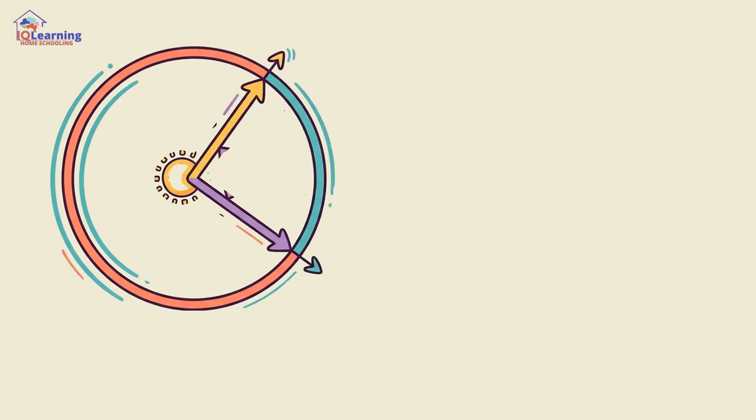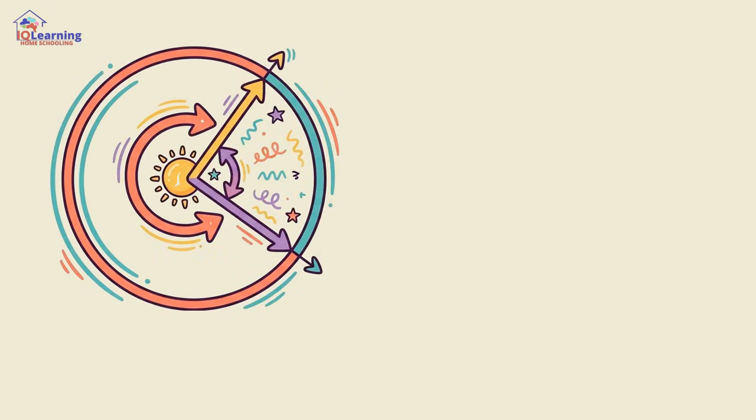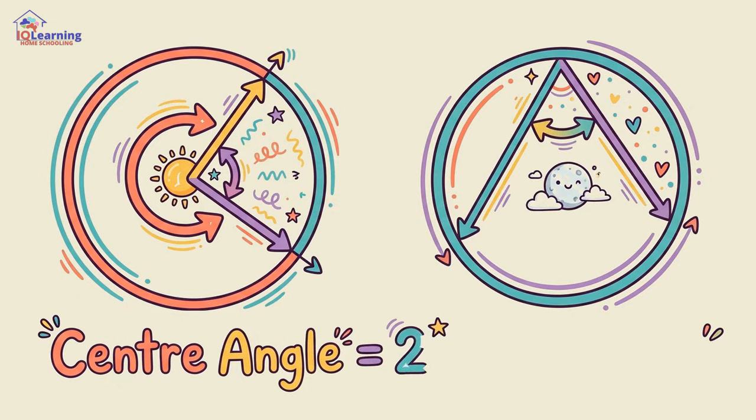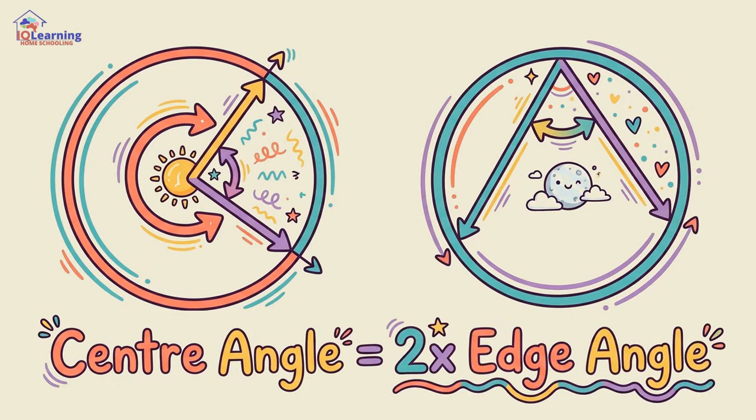Look at the circle. There's a big angle in the middle and a smaller angle on the edge. Here's the key pattern. The angle in the center is always twice the angle at the circumference, as long as both angles point to the same 2 points on the circle.